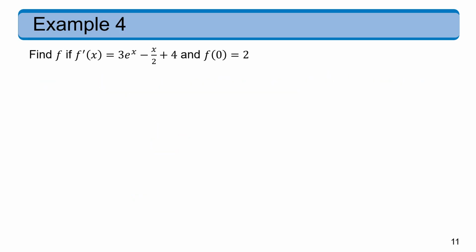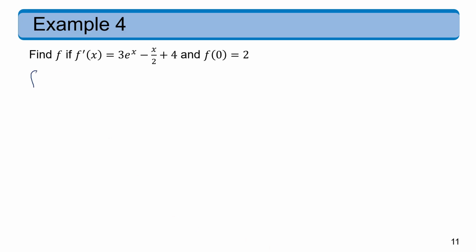In this example, we're asked to find a function f given this information. So we're given a formula for f prime of x, and then we're given some extra information that f of 0 equals 2. So notice they've given us the derivative of f, and they're asking us to find f itself. So we need to undo the derivative, right? We know the formula for f prime. We need to undo the derivative to get backwards to f. In other words, we need to take an antiderivative of f prime.